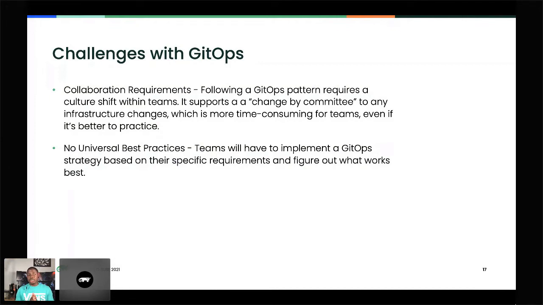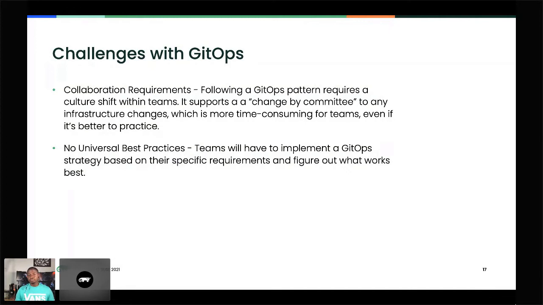But for starters, there's the collaboration requirement. And this one is a little bit of a weird one because it's actually a benefit. However, because of the change that GitOps introduces, it still presents a challenge to teams. Some software teams, or operators to be specific, might have been very used to just carrying out changes on an ad hoc basis. So GitOps actually requires a cultural shift within the team and supports a change by committee to infrastructure changes, which is time consuming for teams, and people might prefer an approach where they could simply run a kubectl command, but now that responsibility has essentially been offloaded to a GitOps tool. And so sometimes this can cause a little bit of tripping within a team, but in the long run, it is for the better.